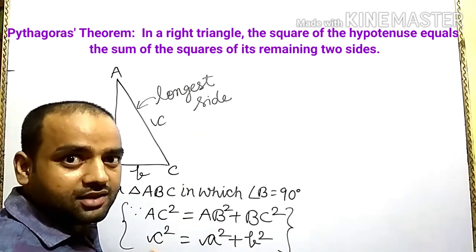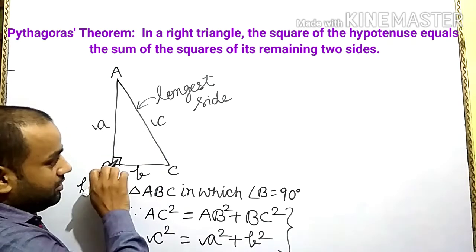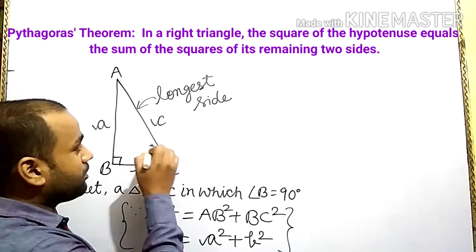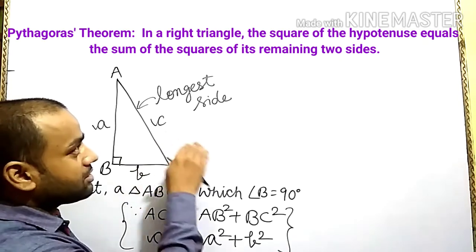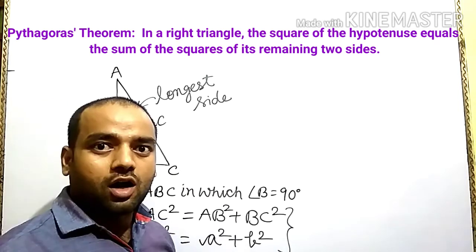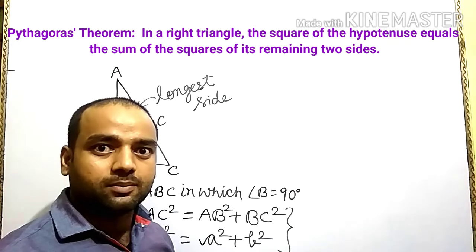You have learned how to identify the hypotenuse: opposite the 90 degrees, here AC, this is called the hypotenuse, and the hypotenuse is the longest side in a right triangle. Is it clear? Now let us discuss converse of Pythagoras theorem.